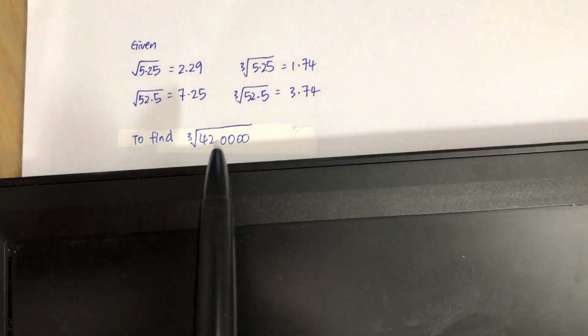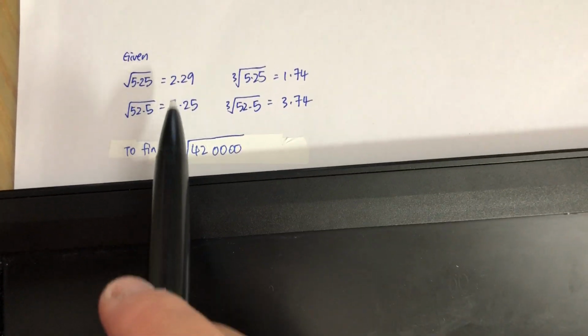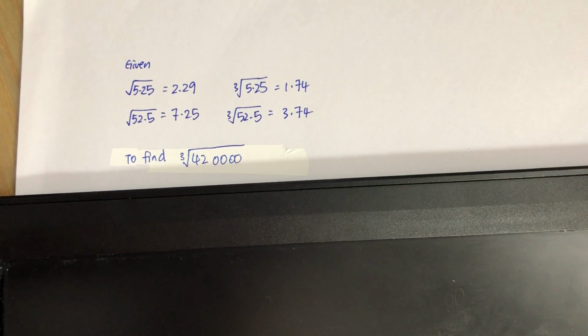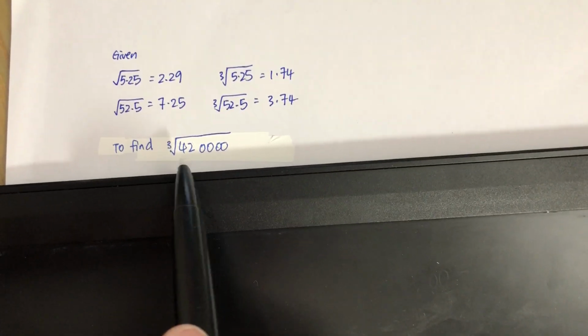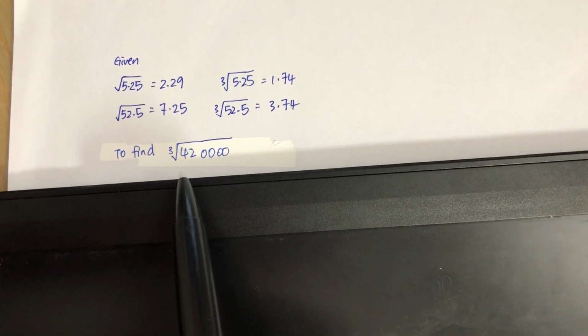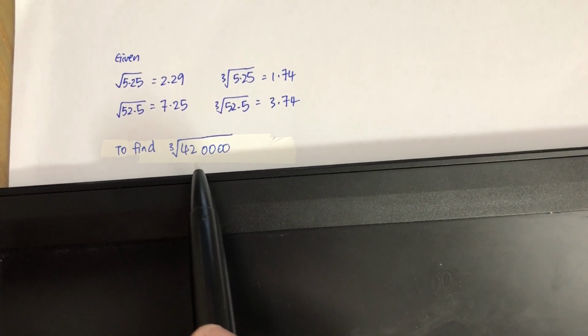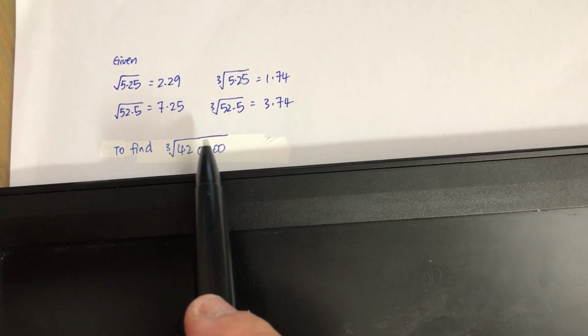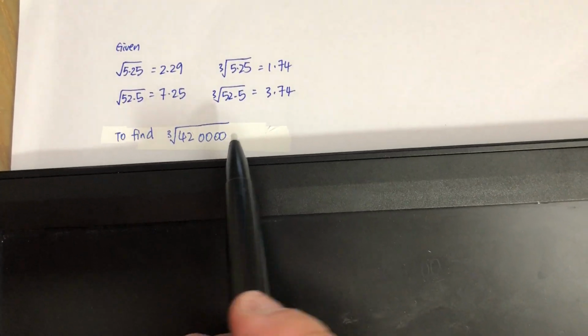In part B, we are going to find this using the values given. Now, this doesn't quite look like any one of them. It doesn't contain 5 to 5. So, let's try to work on the zeros first.